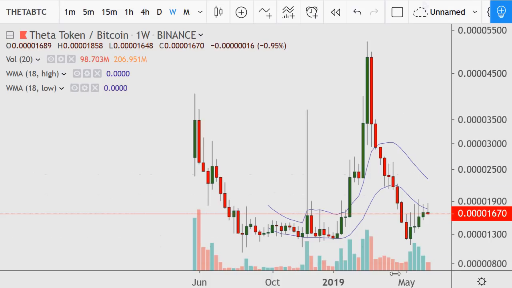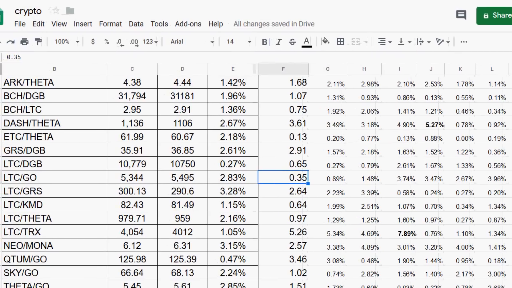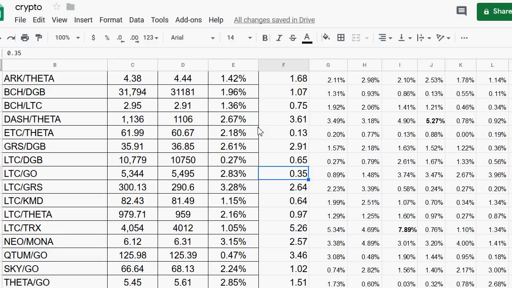Like I stated, what I'm crossing it already against is the theta. You just refresh it like this. Dash, Arc, Ethereum Classic, Litecoin, and Go. Those are the ones. I'm probably going to add a couple more with them as well because I think that's a serious smart investment moving forward.